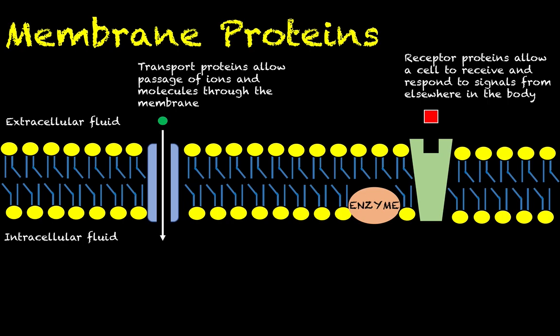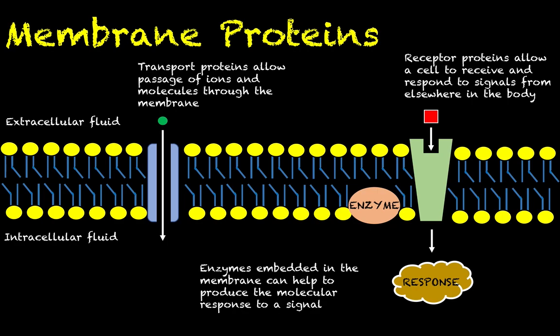So this red square here is going to be some kind of signaling molecule, whether it be a hormone or a neurotransmitter, and when it binds to its receptor, as you can see here, that is going to cause the cell that has the receptor to produce some kind of physiological response.